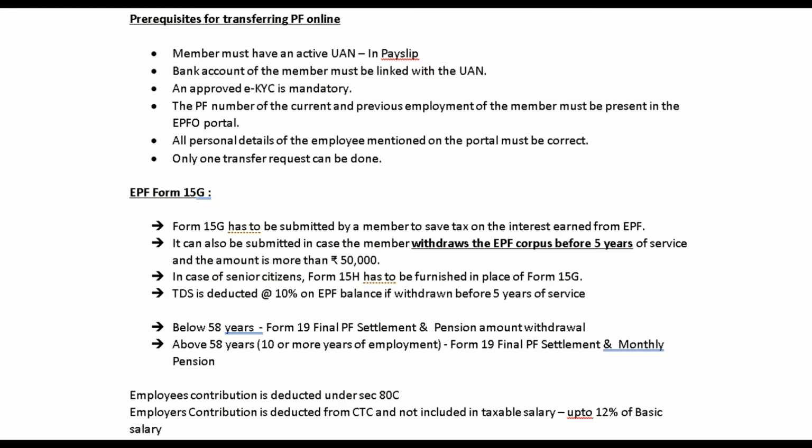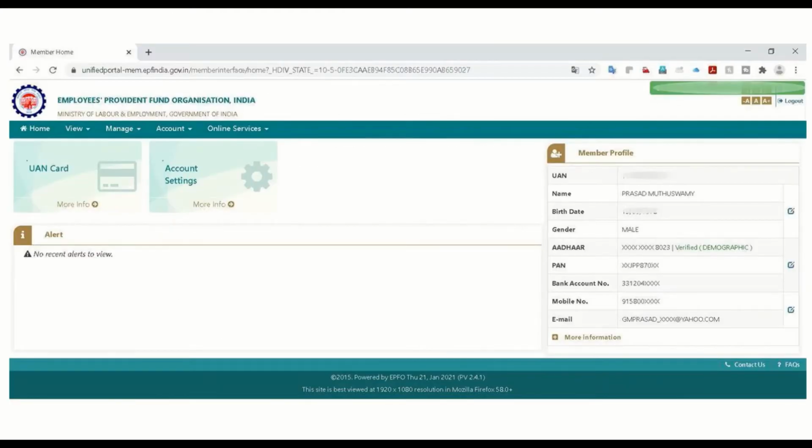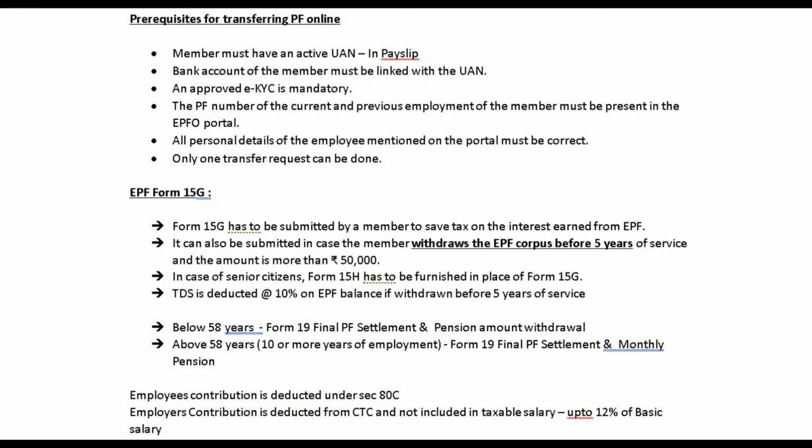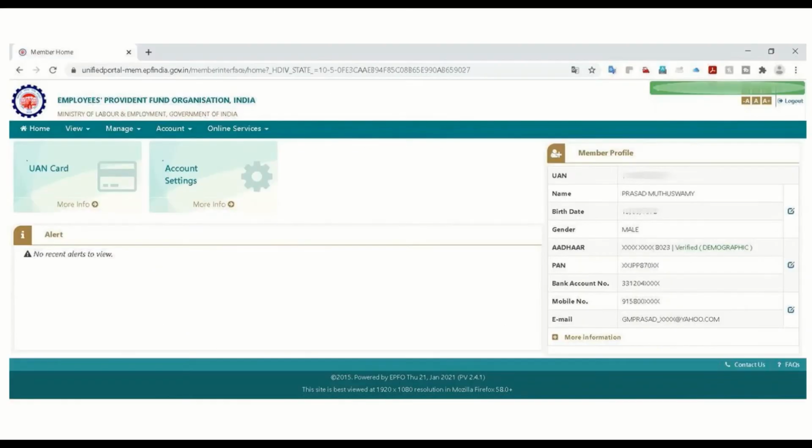So don't go for the minimum. There is a minimum amount option also. Minimum amount is 1800, the employee's contribution, plus 1800 the company's contribution. So this is all about the PF withdrawal details. Let's go to the site.